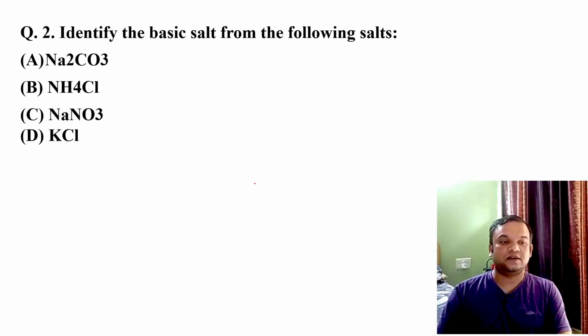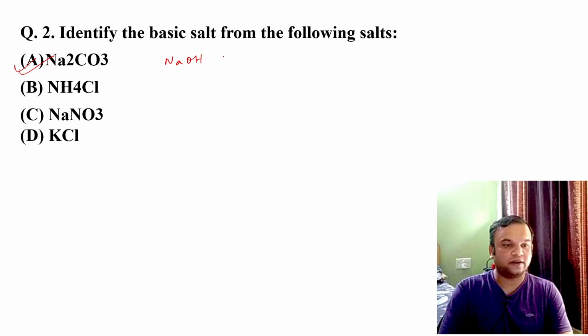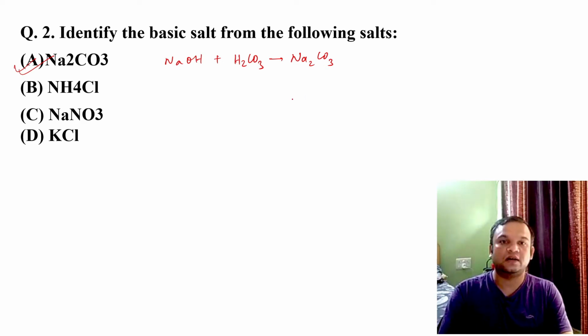In the next question, identify the basic salt from the following salts. Out of these four options, Na2CO3 will be the correct answer because it is formed due to the reaction of NaOH, that is the strong base, when it reacts with a weak acid like carbonic acid. It forms Na2CO3, that is sodium carbonate, and it is also called washing soda.